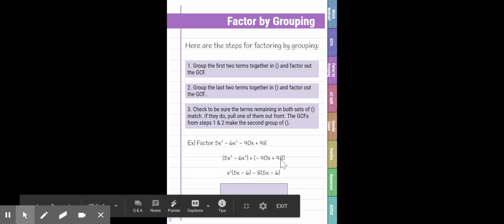And then my GCF for 40 and 48 is 8. But because this is a negative 40, I made it a negative 8. So negative 40 divided by negative 8 is 5. And 48 divided by negative 8 is negative 6. Now notice that my 2 groups match. So I pulled them out front, and then I had the x squared minus 8 in front of my parentheses, so those become my second group.